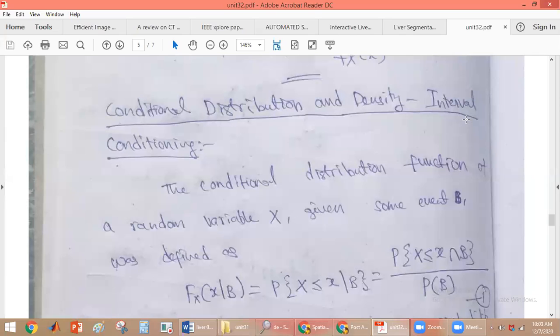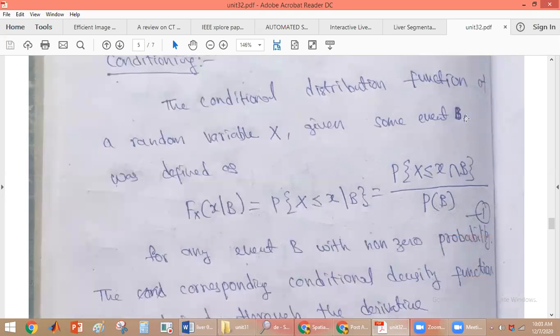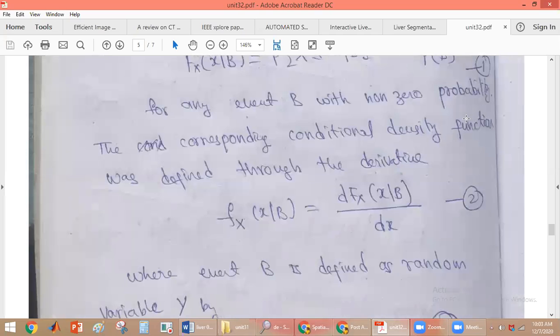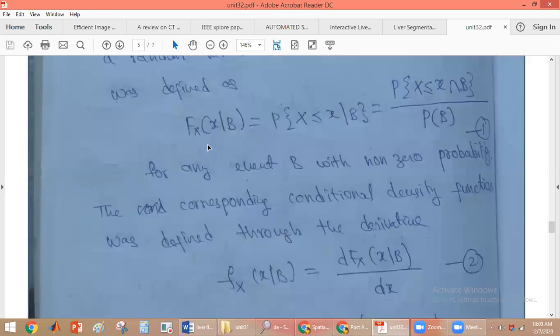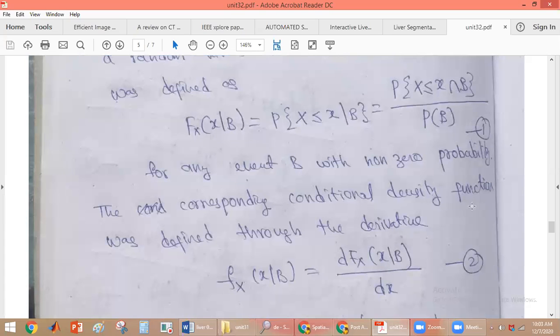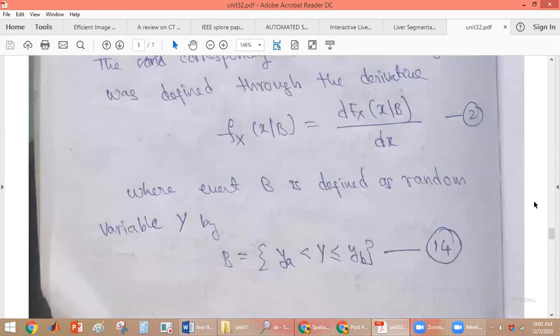If it is having only one specific value, what is that called? Point conditioning. Now if you have some interval, then it is called interval conditioning. Now what is B here? B will be defined as some interval. Capital F is called the distribution function, no? The derivative of the distribution function is the density function.